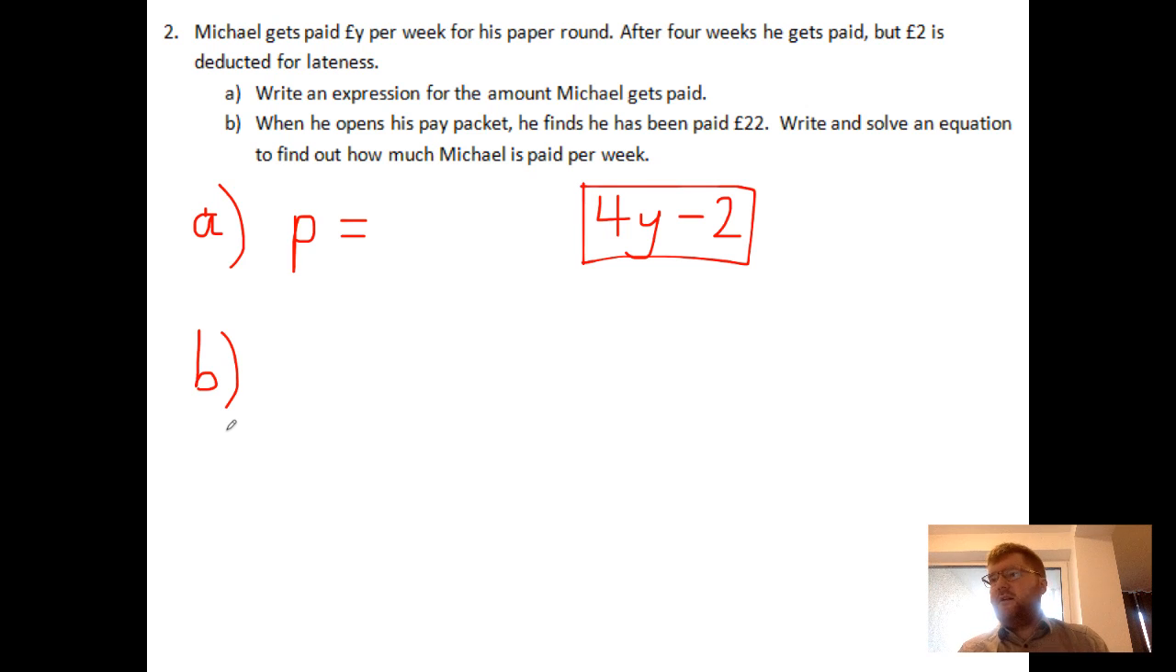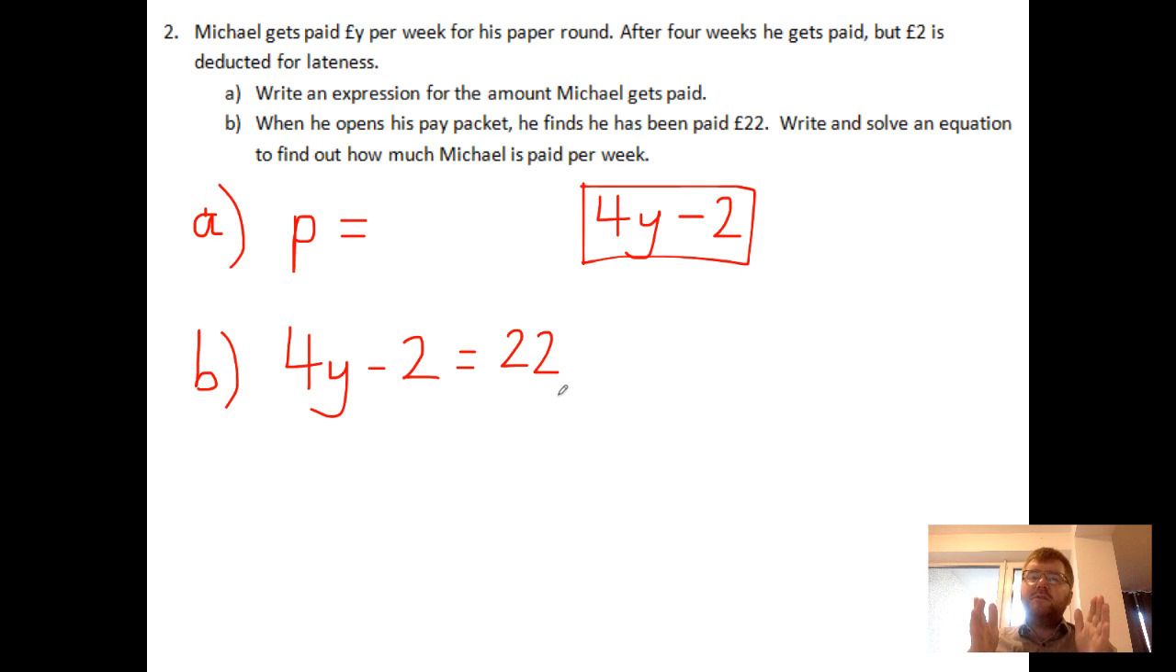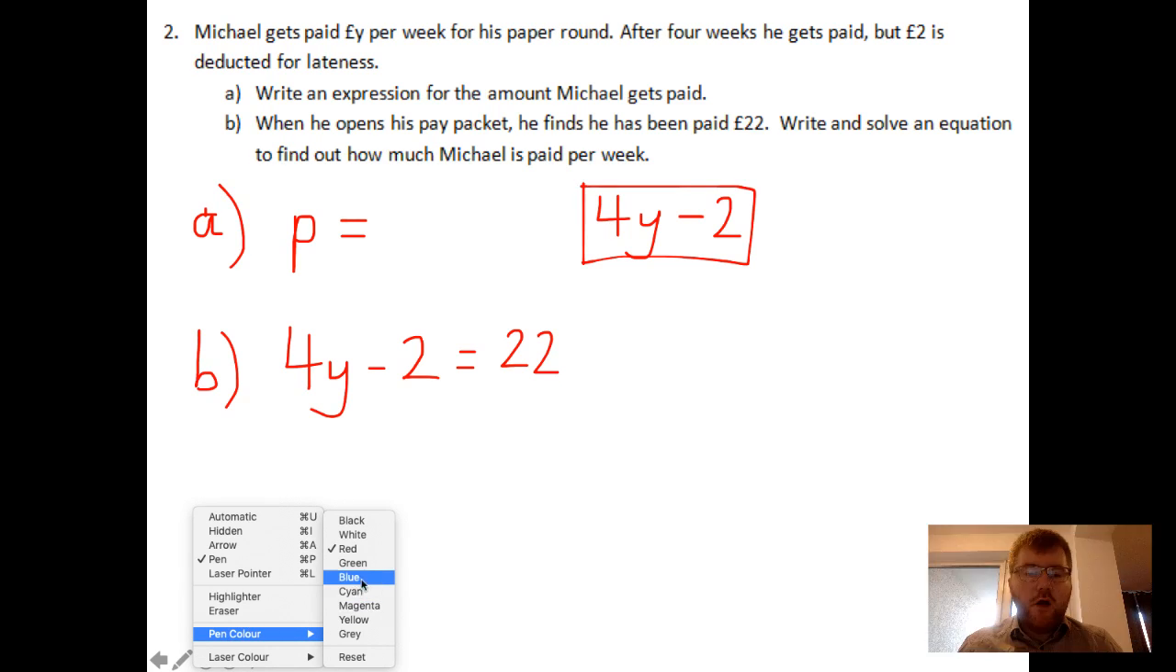Now similar to our previous question, when he opens his pay packet, he finds he has been paid £22. Now we need to find how much he was paid per week. So we take our expression for the total amount he was paid. These questions always build up in this kind of way. And whatever he was paid is equal to £22. So this is equal to 22. That's that critical step you need to make from worded question to normal solving algebra. And from here, we approach it in exactly the same way we have done before.